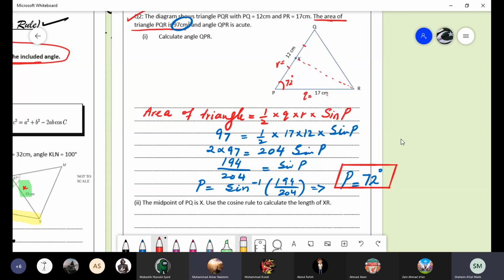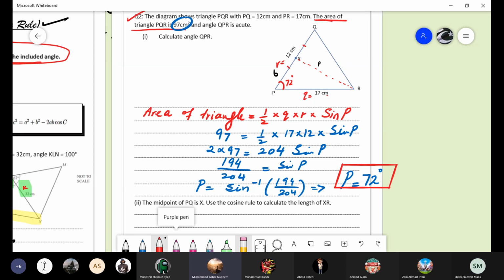Ma'am, the other half we will take as 6. Very good. We will take this side as 6, and this side will be 17. The included angle is already given to you. We have two sides and the included angle. How can we find out XR? Actually, XR is small p, the opposite side of the angle. Yes, ma'am. So write the formula.